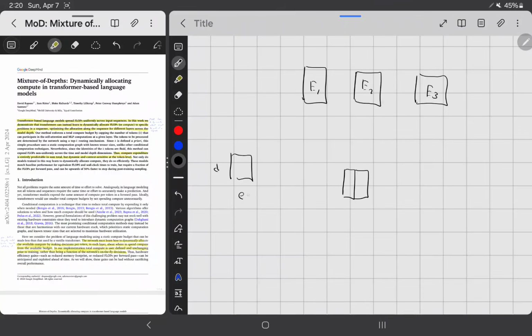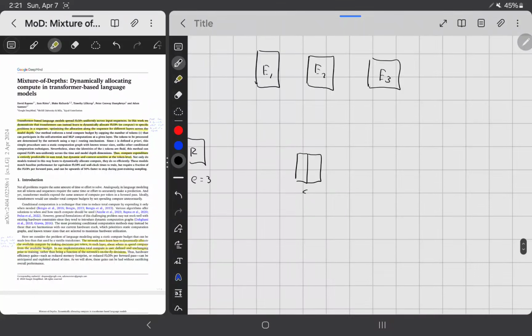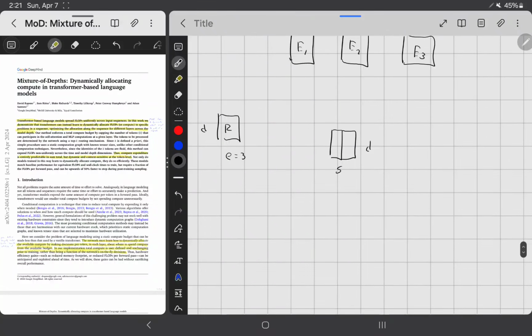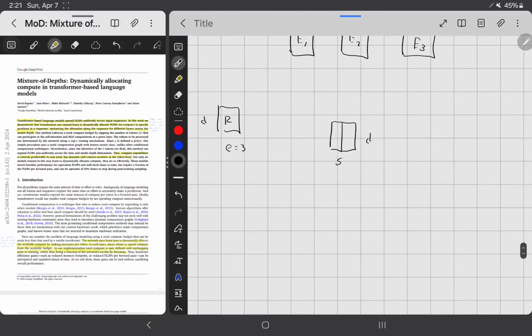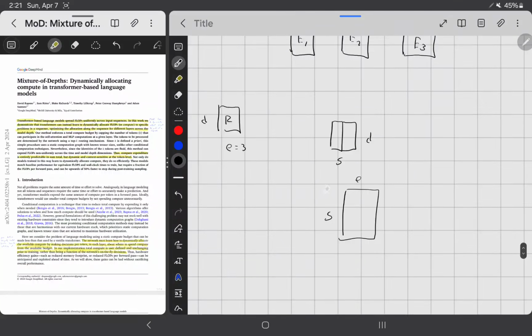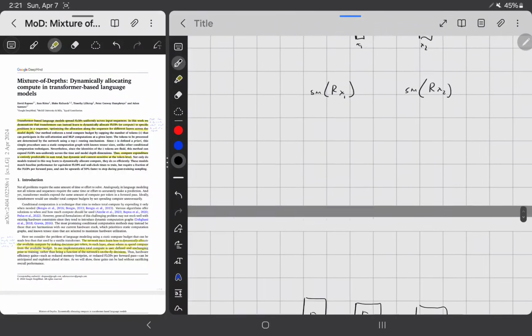We can just do d by e, where e is equal to 3. And this will be our router. So s by d. You send each of these through this transformation, and you basically get out a distribution for each of the experts. So you get out an s by e matrix, and you do softmax over the S dimension as opposed to the E dimension.